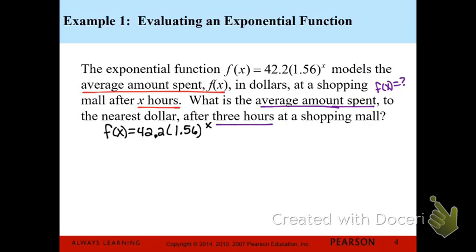What is this 3 hours in? Good, that means x is 3. So we're looking for f of 3. So let's plug in 3 for our x.